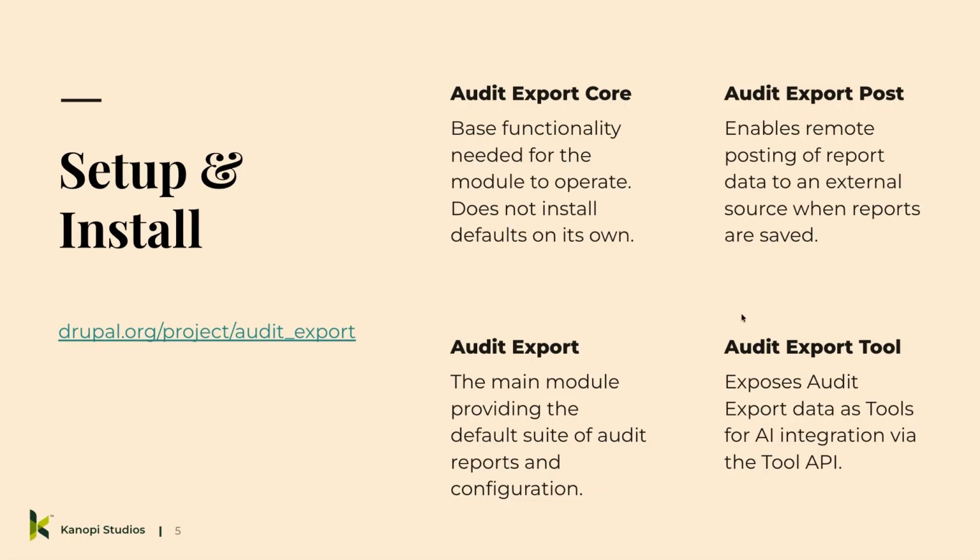And then we have 2 other sub-modules. There's Audit Export Tool. I'll talk about that one a bit so far. It just integrates everything with the Tool API. But then there's a 4th module, Audit Export Post. And so each time these reports are run, that report object, what do you do with it? You could just look at it at the level of the site, and that's how I think most people would mostly use it. But it also gives you the ability to post that somewhere. You can post it anywhere. I've got an example of what I have in mind for that functionality that I like to show towards the end.